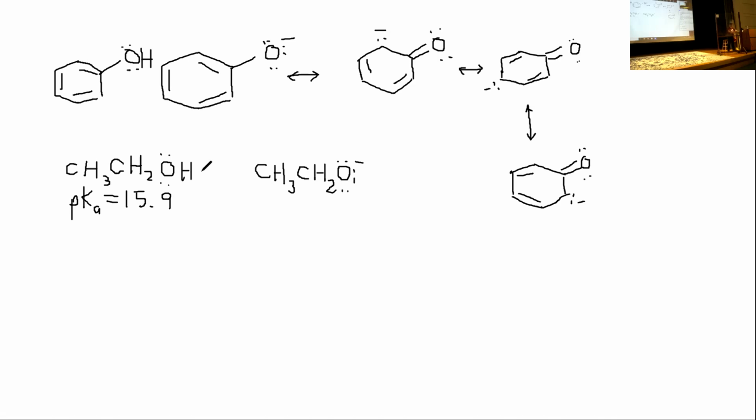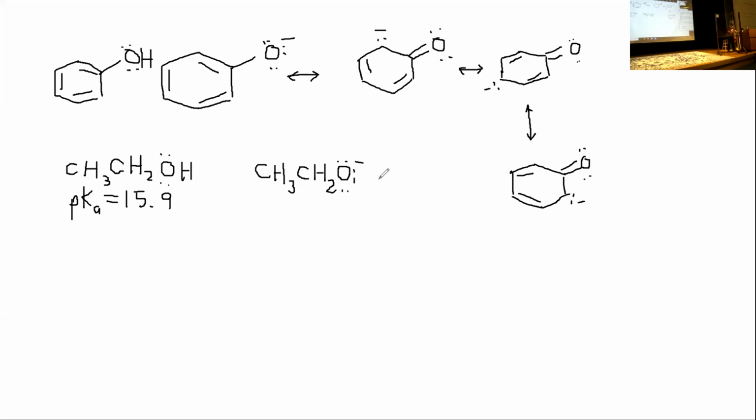But the principle is that anything that you can do to a conjugate base to stabilize it, other things being equal, will make the conjugate acid of that conjugate base stronger. So that's why phenol is a stronger acid than ethanol by, again, roughly a factor of 1,000,000. It's because the conjugate base of phenol is much more stable than the conjugate base of ethanol is.